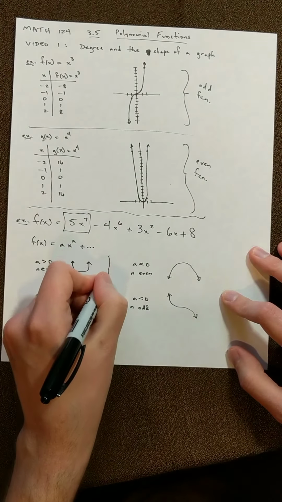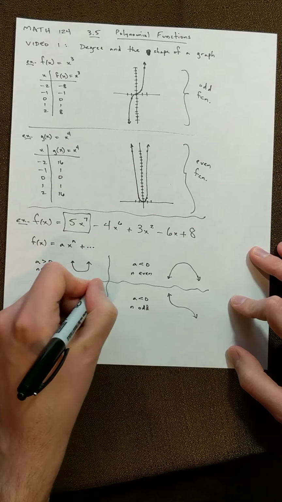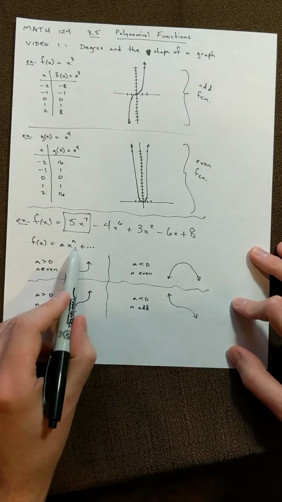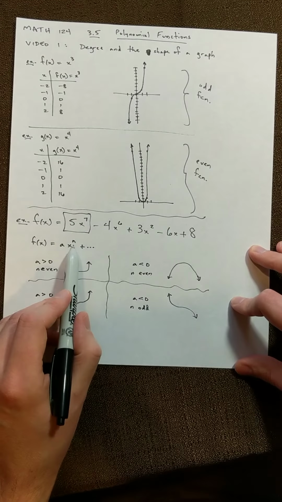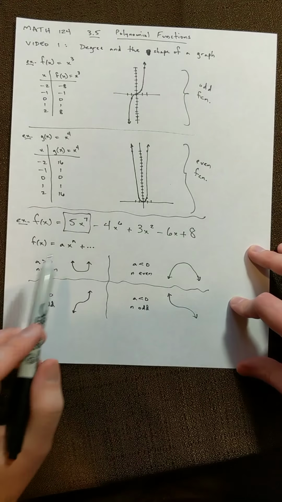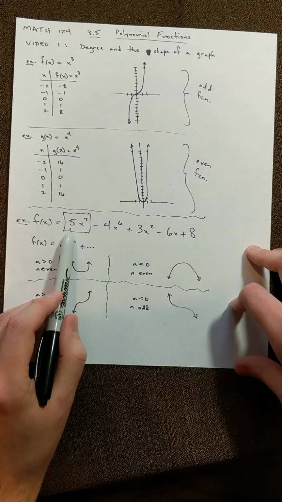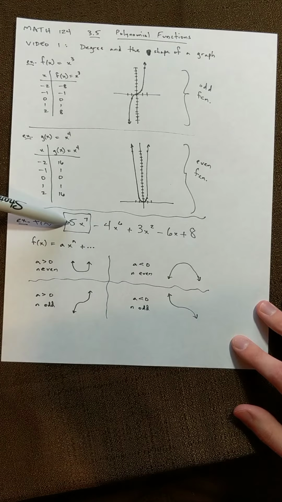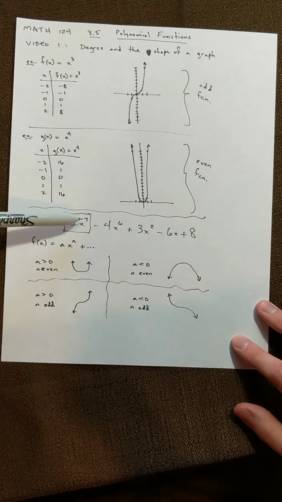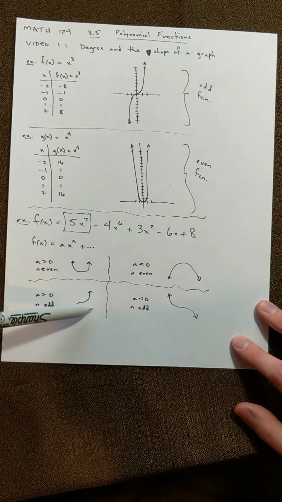Okay, so we have 4 cases based on the number up front being positive or negative, and the exponent being even or odd. The example we have on the page ahead of us has a is 5, which is positive, so it's one of these 2 cases on the left. And the exponent, 7, is odd, so it's actually going to be this shape.